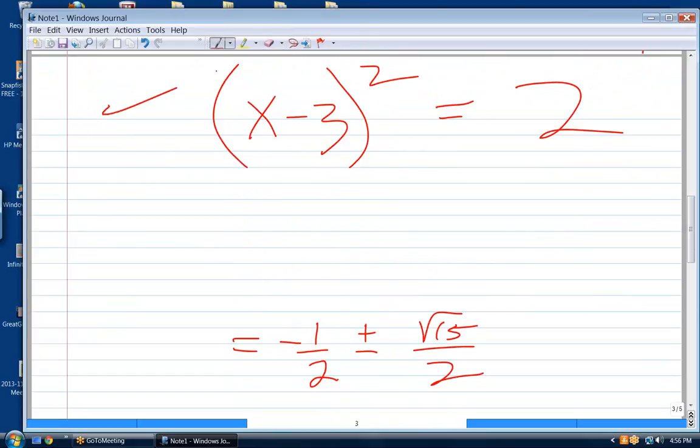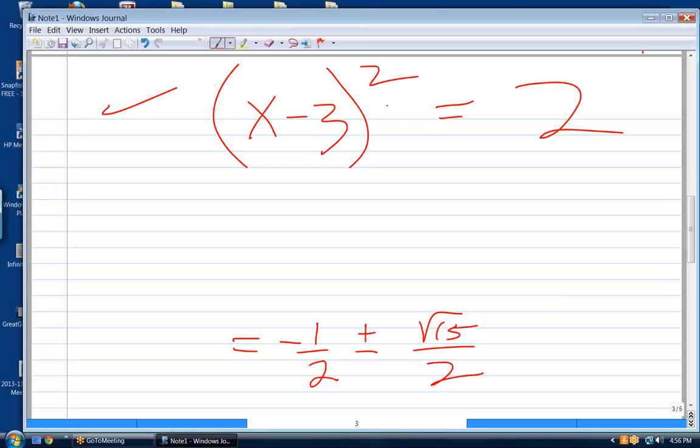How do I solve this? What's the next step to solving that? Wouldn't you square the x minus 3? You take the square root of both sides.